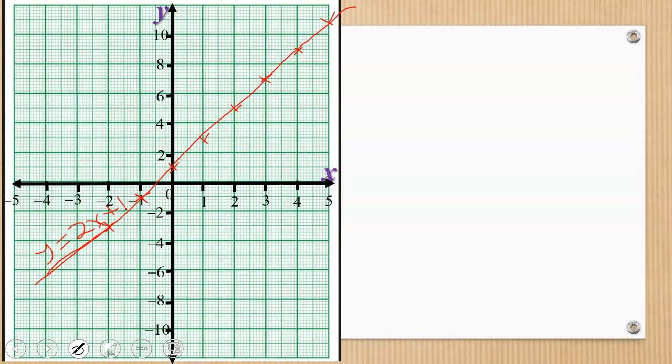I'm sure it has really helped you to understand how to plot points and then draw straight lines.